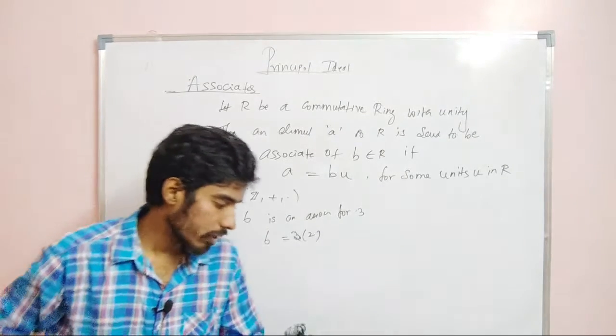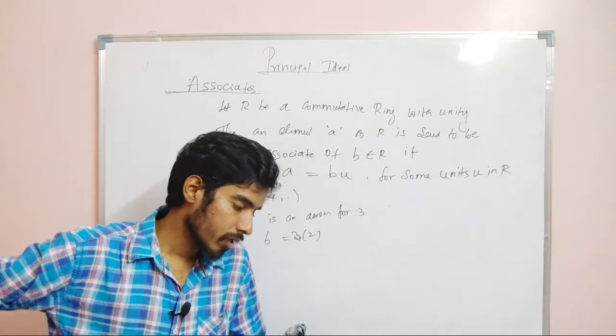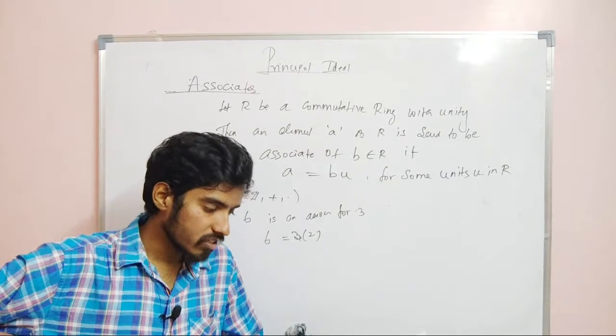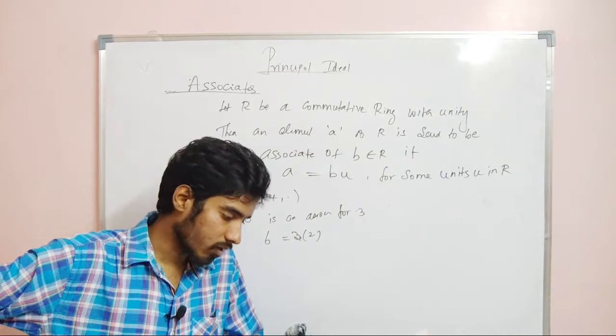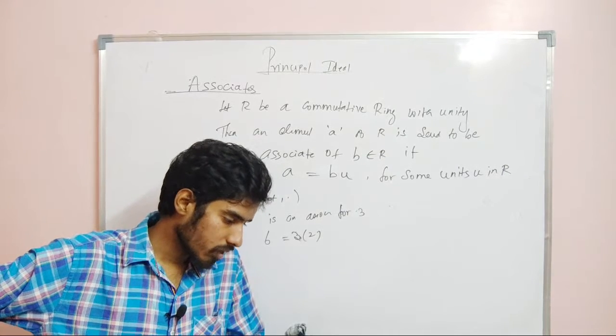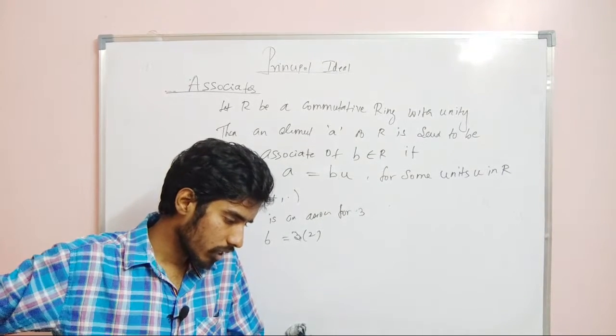So let R be a commutative ring with unity. An element a is said to be an associate of b if a can be written as u into b for some unit u in R, right? For some unit u in R. So in symbols, you express a and b are associates. Okay.